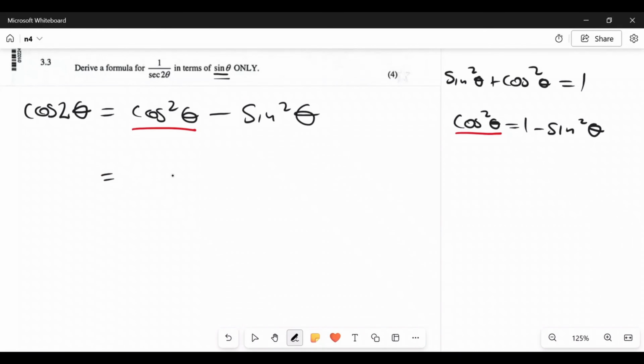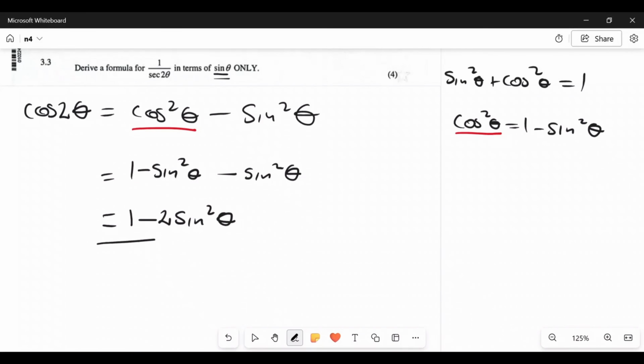So we can write this as 1 minus sine squared theta minus this one here, sine squared theta. So the answer here is going to be 1. We have 2 negative sine squared thetas here. So this is going to give us 1 minus 2 sine squared theta. This here, guys, is the answer that they were looking for. I hope, again, you managed to understand this. The trick here was the inverse there.